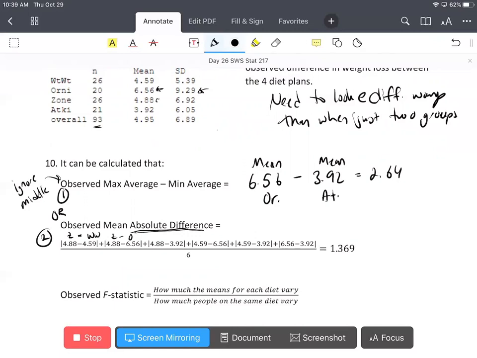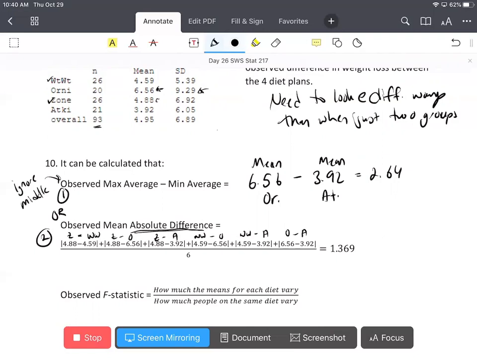So this would be Zone minus Atkins. So we took care of all of the combinations with Zone. Then I'm going to take Weight Watchers minus Ornish, and Weight Watchers minus Atkins. That took care of all of the Weight Watchers ones. And then the only combination that we have left is Ornish minus Atkins. So it's a little bit time consuming to compute by hand.